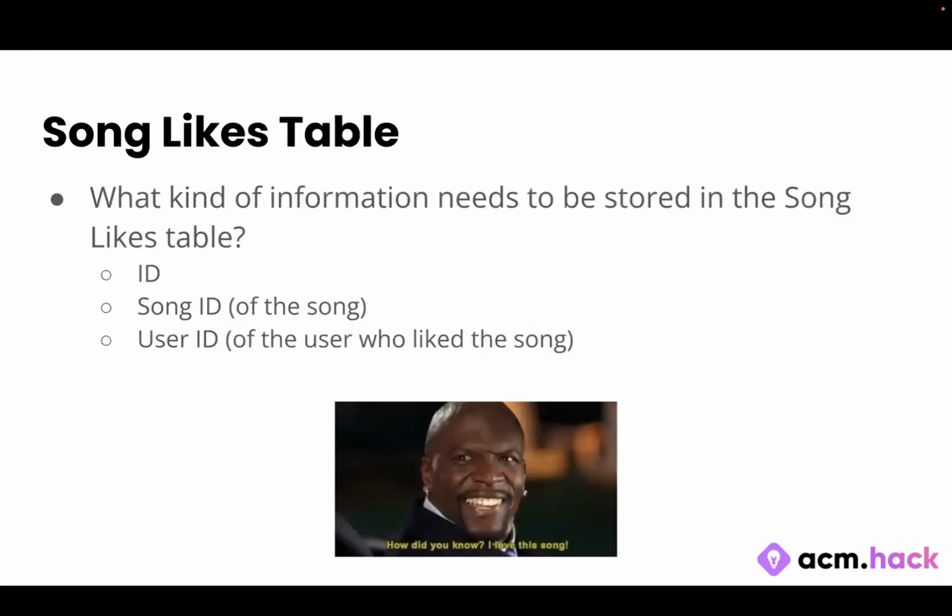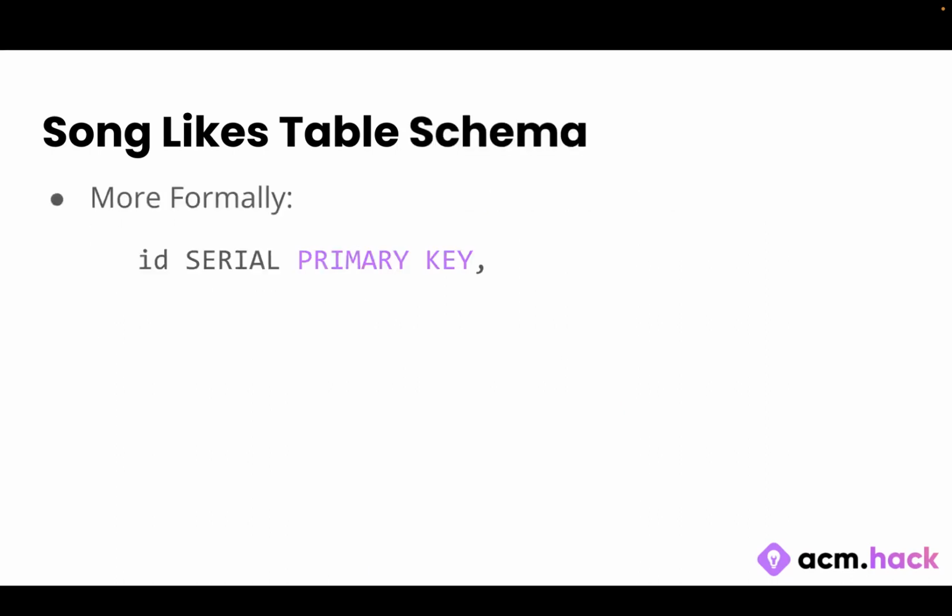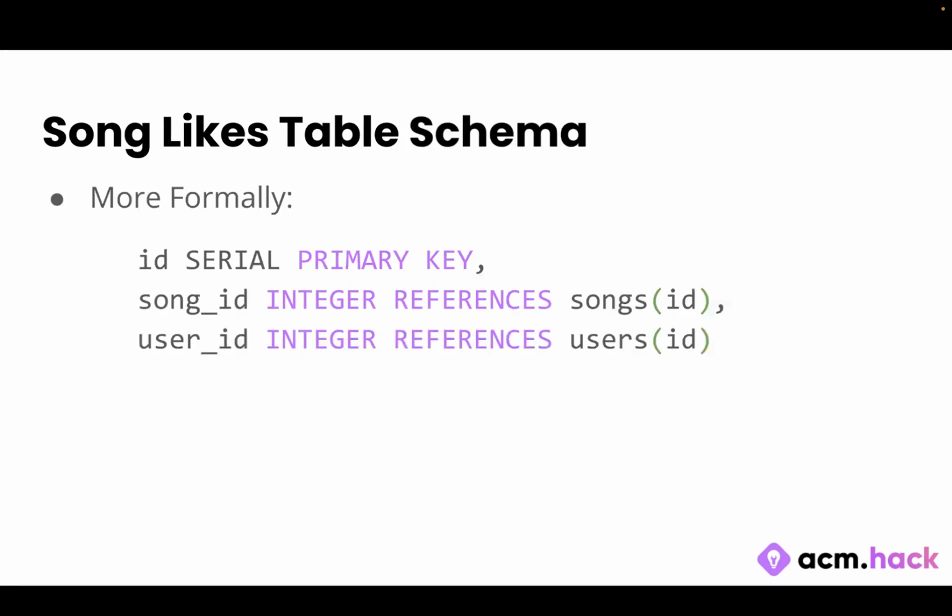And lastly, the song likes table. It needs to store an ID and the song ID of the actual song itself, as well as the user ID of the user who actually liked this song. So this one's pretty easy in the sense that all it needs is 3 values in the schema. It just needs the ID serial primary key, as well as the integer references, the song ID, as well as the references user's ID. So this is going to be able to relate a song to a user.